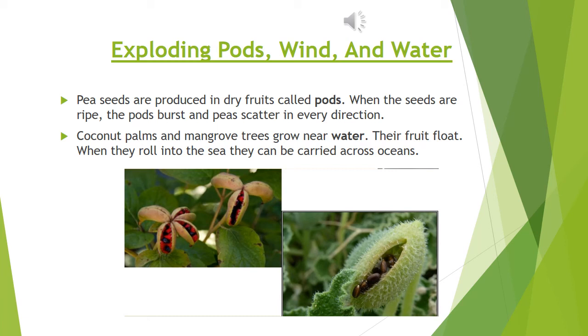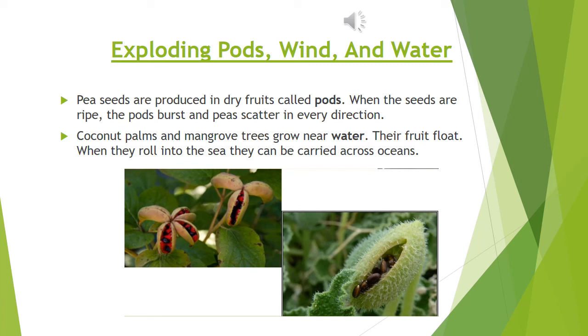Many plants have seeds that use water as a means of dispersal. The seeds float away from the parent plant. Mangrove trees grow near water. If a mangrove seed falls during low tide, it can begin to root in the soil. If the seeds fall in the water, they are carried away by the tide to grow somewhere else.